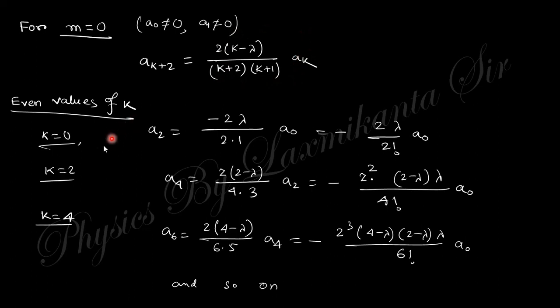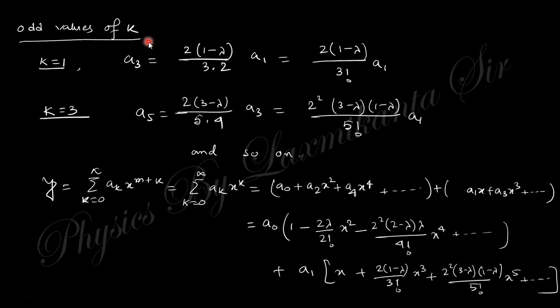So for even values of k, put k equal to 0 in this relation, and you will get the relation between a2 and a0. Then if you put k equal to 2, you will get the relation between a4 and a2, and putting the value of a2 in terms of a0, you will get a4 in terms of a0. Similarly k equal to 4 gives a6 in terms of a0, and so on.